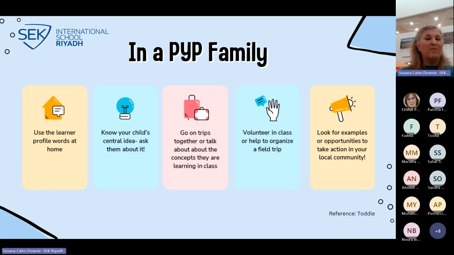In a PYP family, what you will see is that they'll use this different language at home. Mom, today I've been a super communicator because I was asking really good questions during the discussion. Or I've been a risk taker. What does it mean, that you've done something crazy? No, it means that I was scared to try a new food, but I've done it. I'm a risk taker. I observed, I thought, and I thought it was worth it, and I've done it.